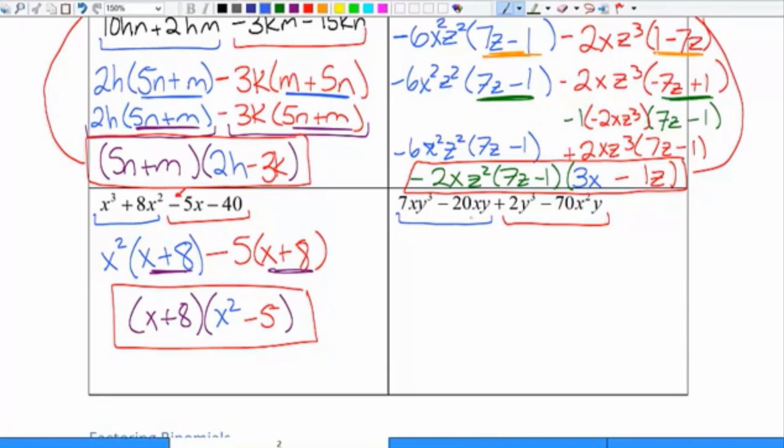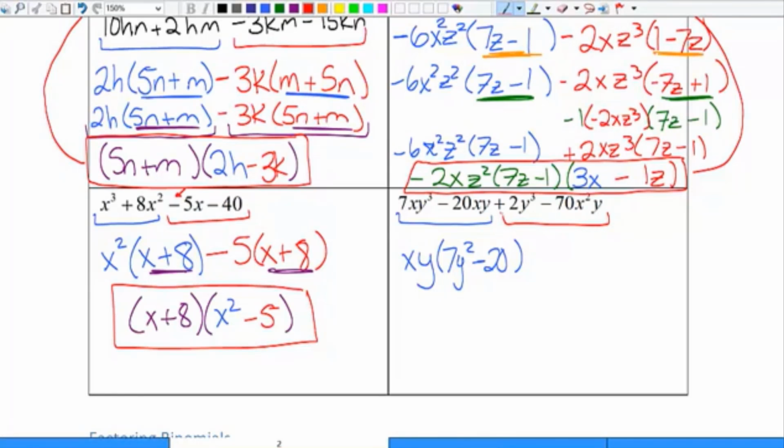In the blue group, I have a GCF of, well, nothing between 7 and 21 other than 1. I'm not going to take a 1 out of a GCF, that's not necessary. Between x and x, there's a GCF of x, and between y cubed and y, there's a GCF of y. So what do I have left when I take out an x and a y? Well, in the first term I have 7. X divided by x is 1, I don't need to write it. Y to the third divided by y is just y squared. Minus 20 divided by 1, well that's just 20. Xy divided by xy, that's 1, I don't need to write that.